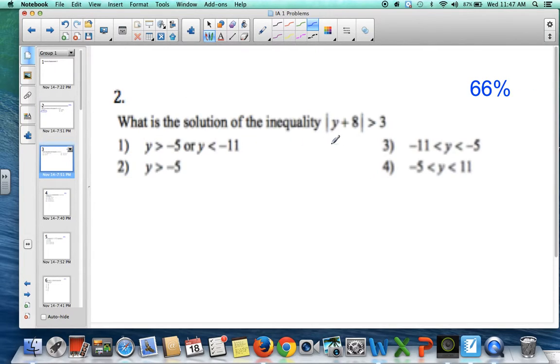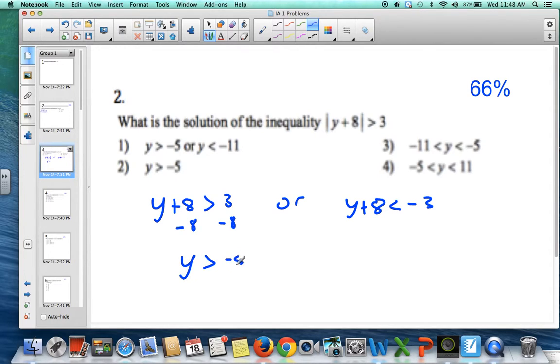This one's a little trickier. Technically, what we want to do is y plus 8 is greater than 3, and y plus 8 is less than negative 3. Actually, "or" would be the middle there. And this becomes, we subtract 8: y is greater than negative 5. And over here, we subtract 8: y is less than negative 11. The only one that has both of those is this one right here.